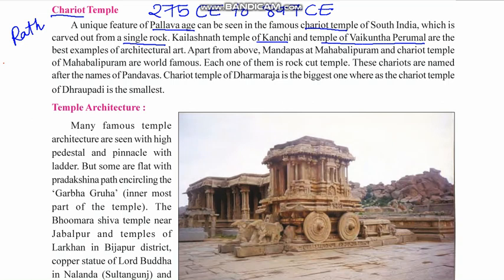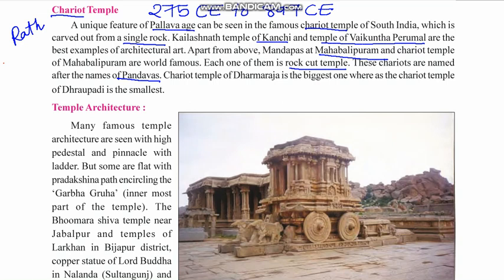These are some of the best ones. Apart from the above, the mandapas at Mahabalipuram and the Chariot Temples at Mahabalipuram are again very famous. Mahabalipuram, you might have heard the name. Each of them is a rock-cut temple. See, they are cut out of rock. You can see the photograph here. These chariots are named after the Pandavas.